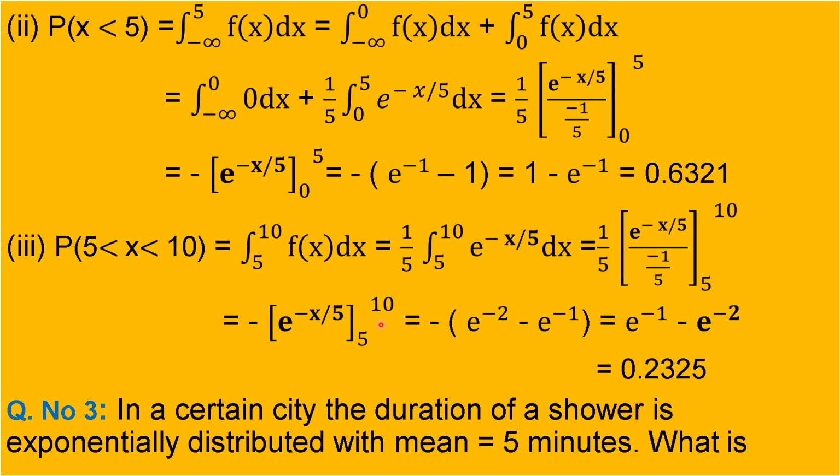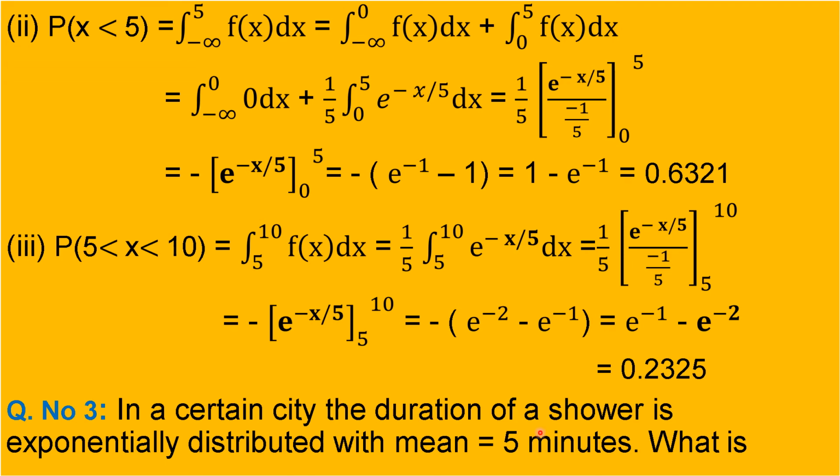So minus: put x as 10, e power minus 10 by 5 means e power minus 2, minus, put x as 5, e power minus 5 by 5 is e power minus 1. Multiplying by minus 1, it becomes plus e power minus 1 and minus e power minus 2. Using the calculator, it is 0.2325.